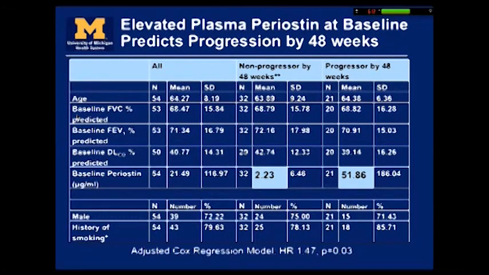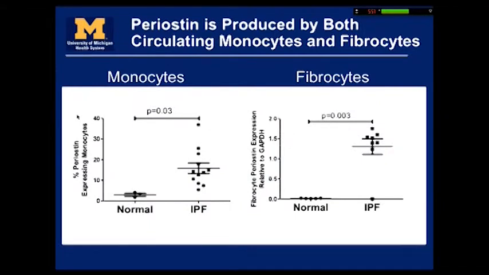And I won't spend a lot of time on this slide except just to say that you can see here in the non-progressors, the baseline levels of periostin were much lower than were the baseline levels of periostin in the patients who did progress. And so this is very reminiscent of what the Japanese group had published as well. Now, we were a little bit confused actually about where this periostin was coming from in the circulation, because we knew it could come from structural cells, but we weren't sure how it was getting to the circulation.